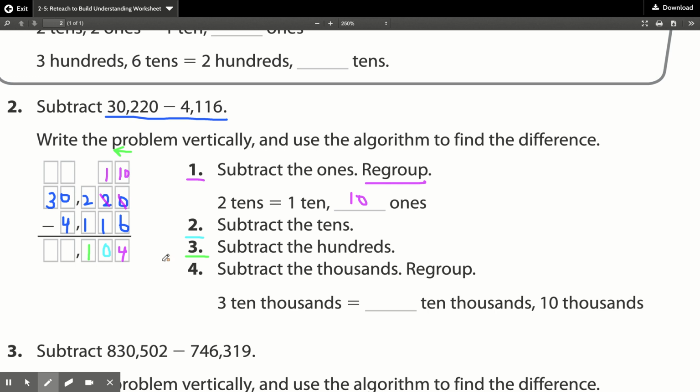Now I'm going over to my thousands. And I have 0 minus 4. I can't take 4 away from 0. So we have our three 10,000s, and if I take one away from there, that's going to leave us with two 10,000s and 10 thousands. So my 3 is turning into a 2 because three 10,000s is turning into two 10,000s, and my 0 thousands is turning into 10 thousands.